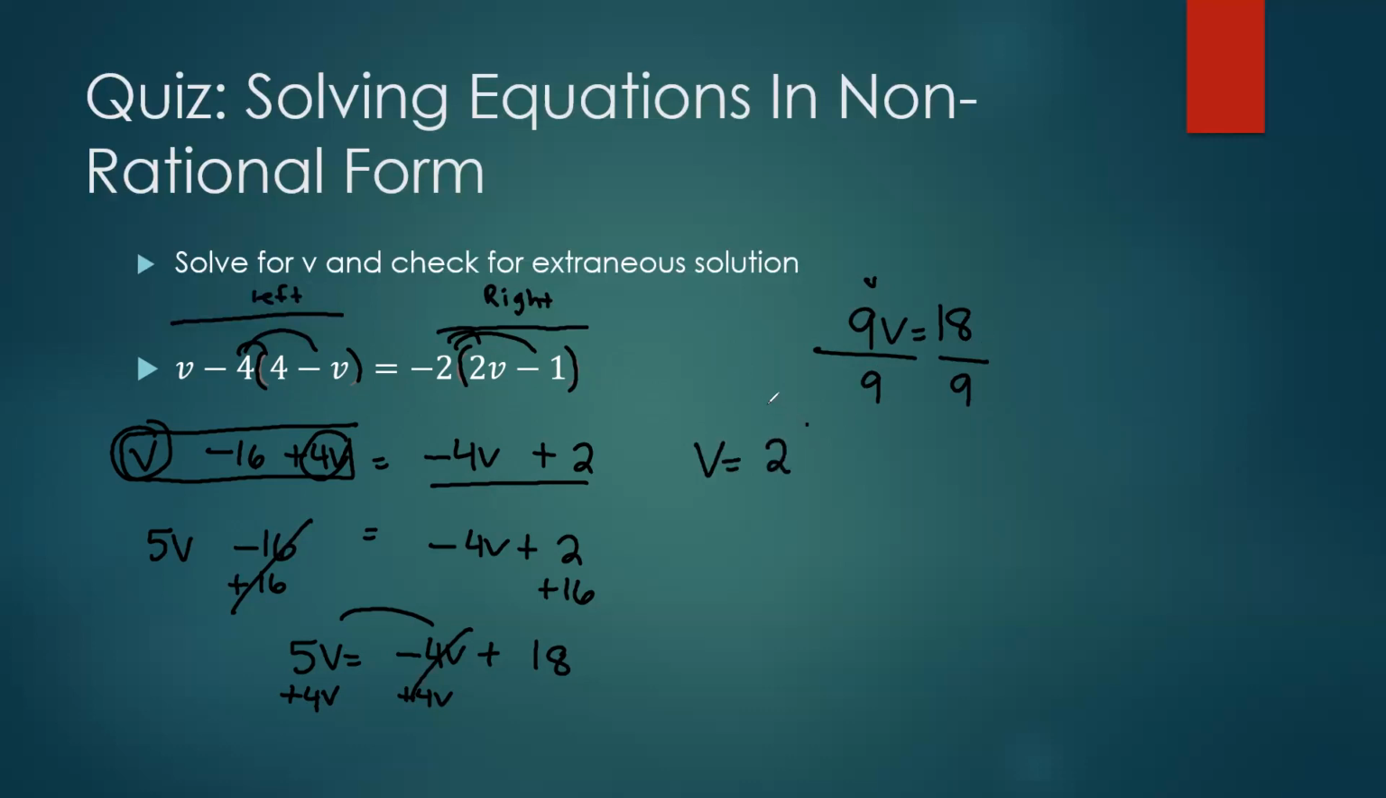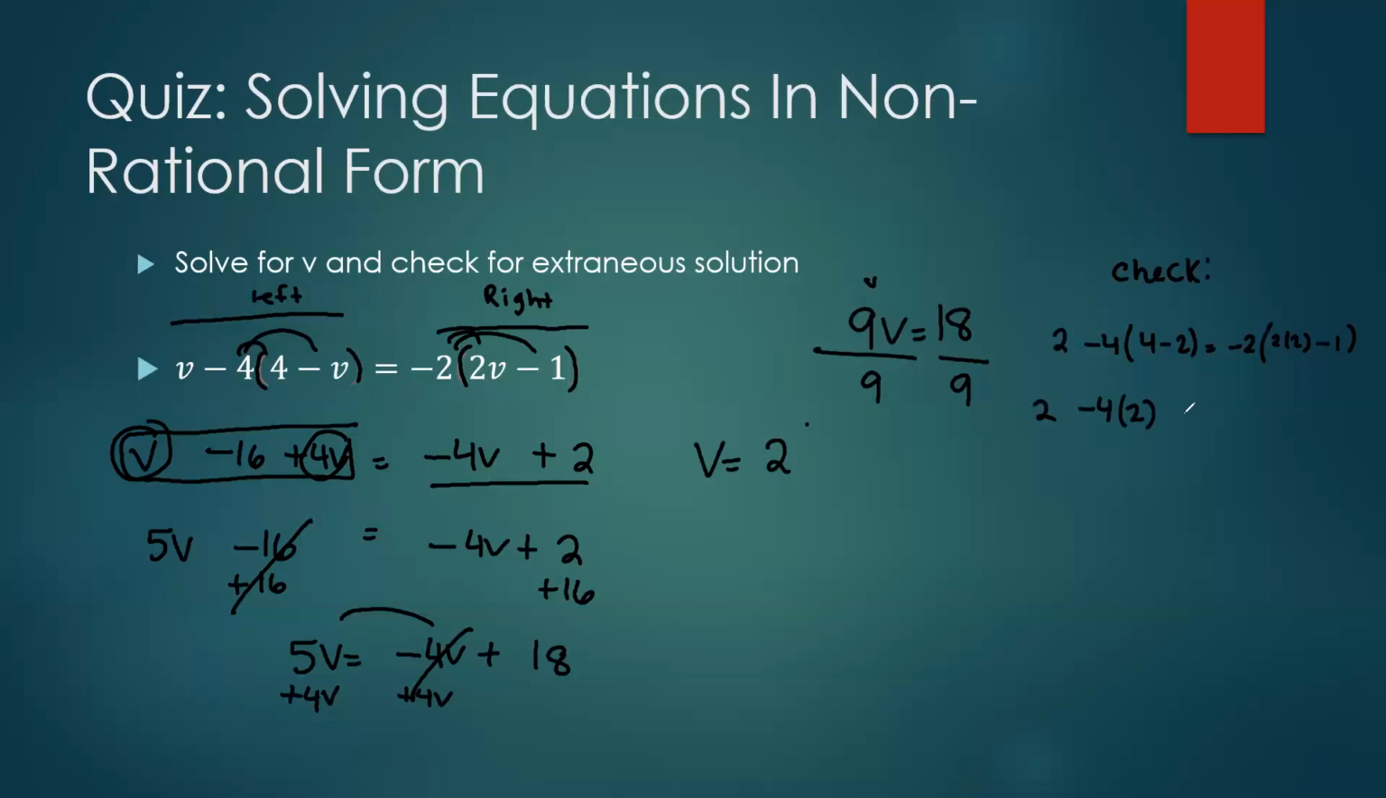Now, just because you have an answer does not mean it works, right? You have to check it for extraneous solutions. So let's plug back into the original. Wherever you see a v, you plug in 2. So it's (2 minus 4)(4 minus 2) equals -2, and then this is (2 times 2 minus 1).